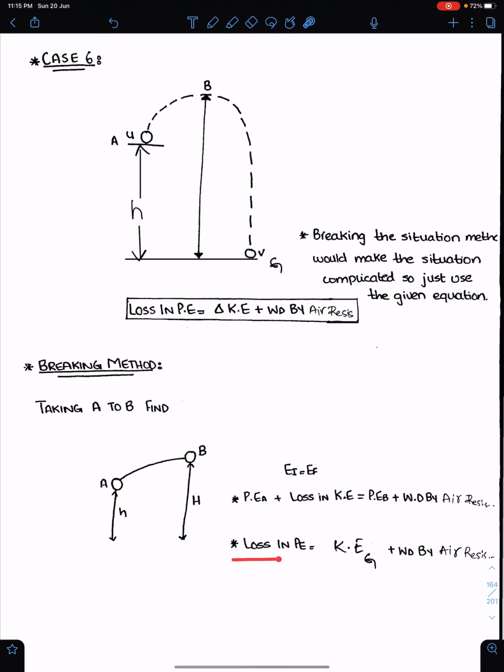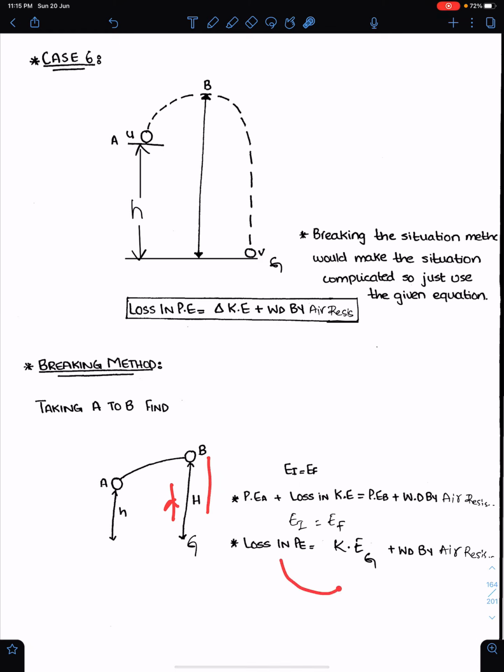Now this motion is from B to G. This is G. So according to EI and EF, this is air resistance. So loss in potential will be distributed into two types: kinetic at ground and work done by air resistance. So you can get work done from this equation and then work done from this equation. You just need to add both the work done to get the total work done.